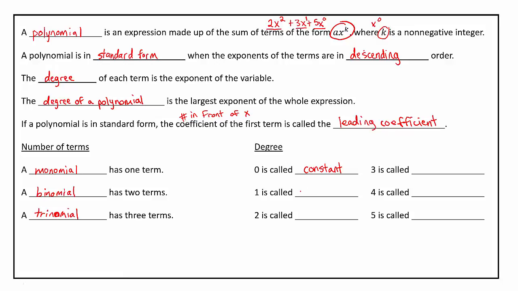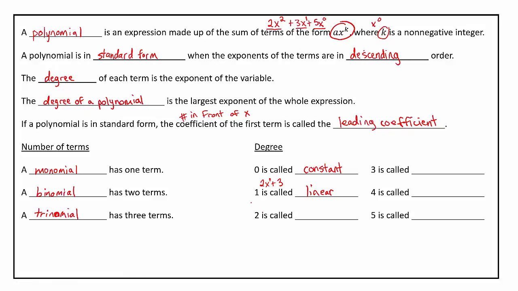A degree of 1 is called linear. And so we could think about, if I have a degree of 1, that's something like maybe 2x plus 3, where our biggest exponent is this x to the first. And so that looks like the kind of equations we had that were linear, just it's not actually an equation because it doesn't have an equal sign.